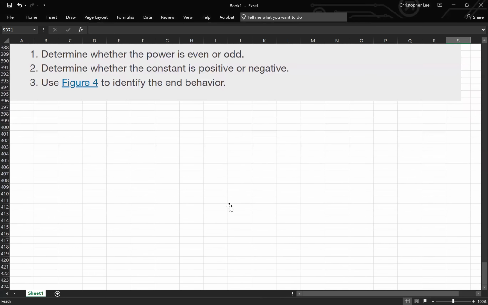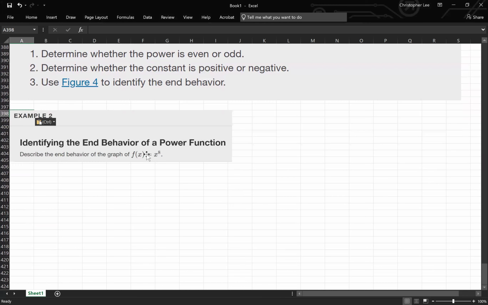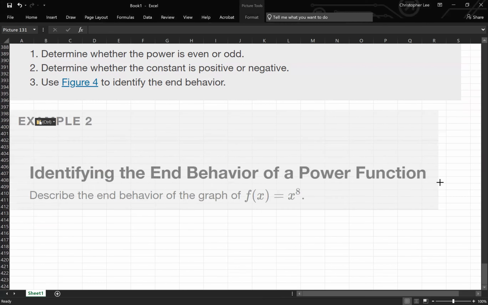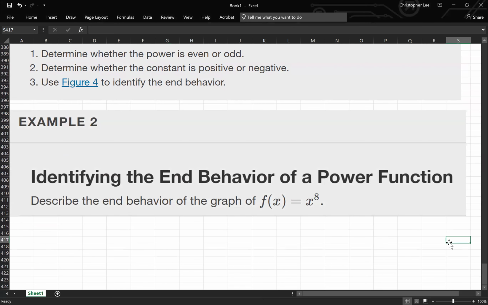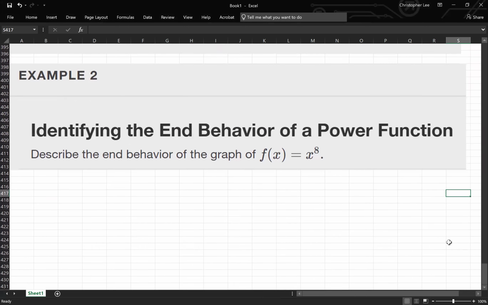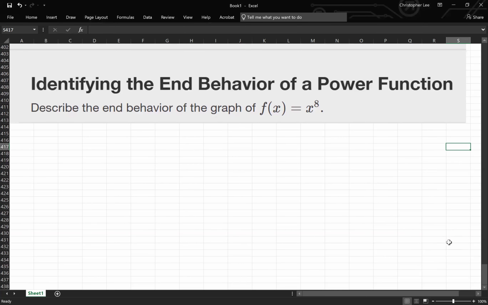Let's take a look at an example. What would the end behavior be of this? I have f of x is equal to x to the eighth power. What do you guys think? What's the end behavior going to be? Even, and what? Is k positive or negative? It's positive. So I don't know what it's going to look like, but I know it's going to end like this, and it's going to begin like this. You could say it just like that.